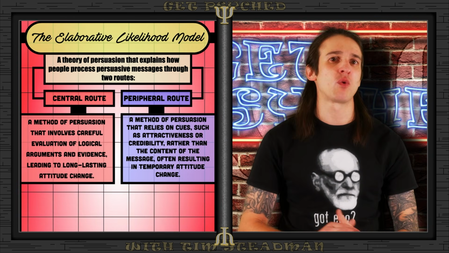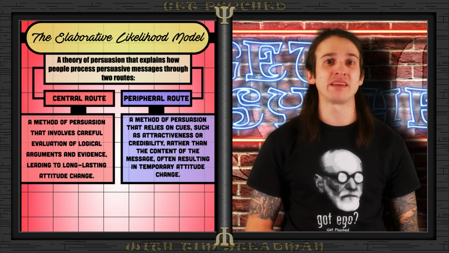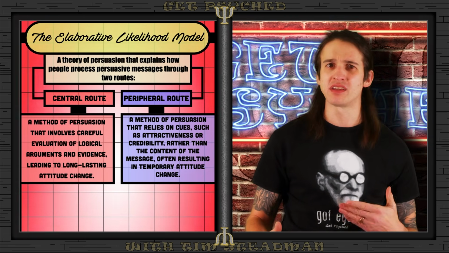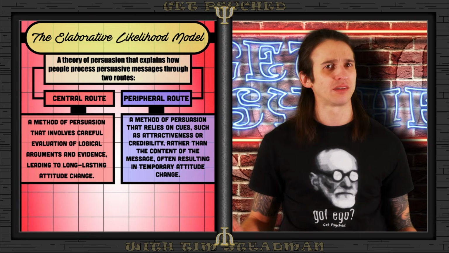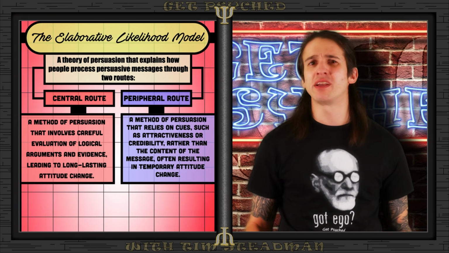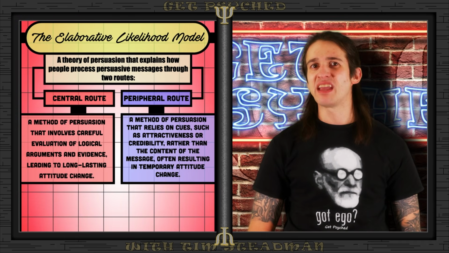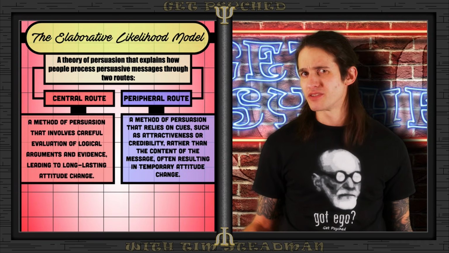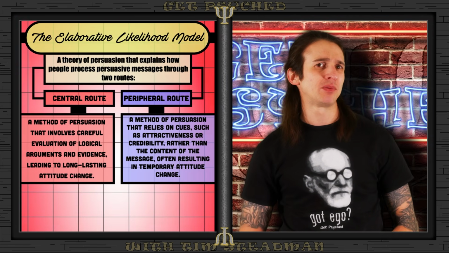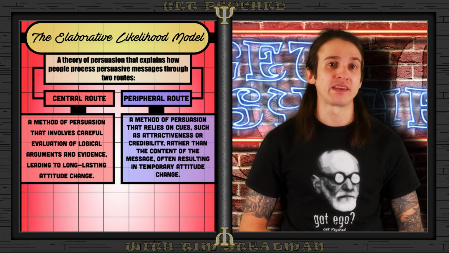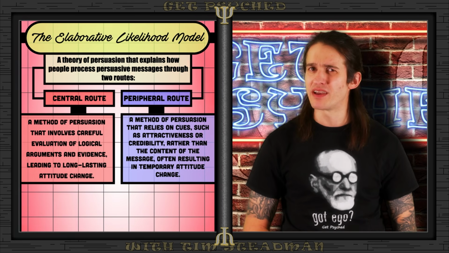Then there's the peripheral route to persuasion, which focuses on less logical, more superficial cues. Here, it's not about the quality of the argument, it's about things like who's delivering the message, how attractive or popular they seem, or even how cool the ad looks. Think about your favorite celebrity or influencer hyping up a product. You're not buying it because they gave you a detailed breakdown of the features. You're buying it because they're relatable, funny, or just someone you want to be like. This approach is especially effective when the audience isn't deeply invested in the topic.